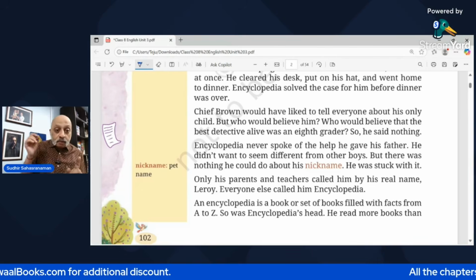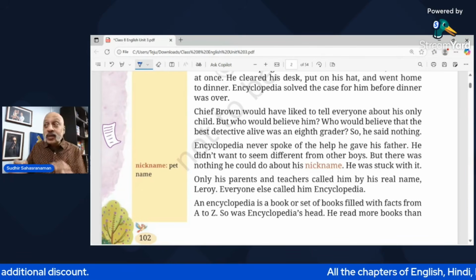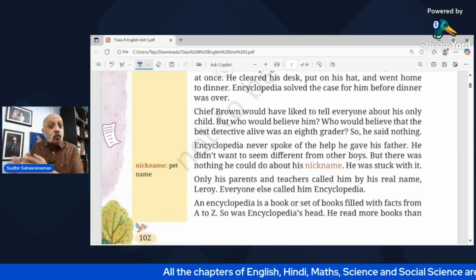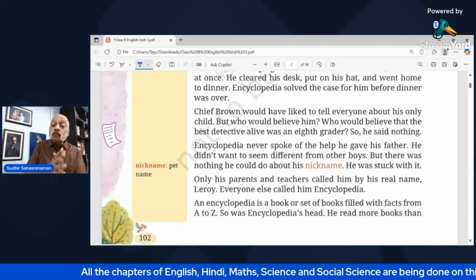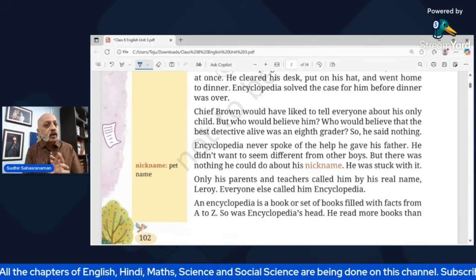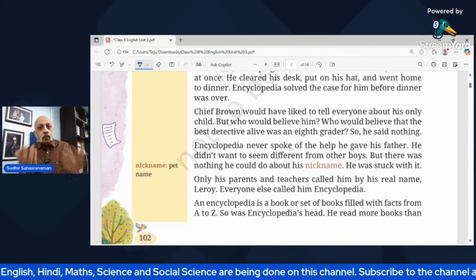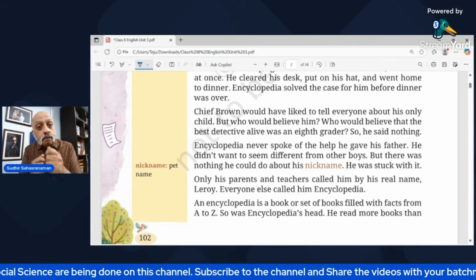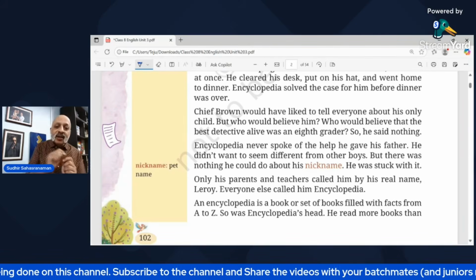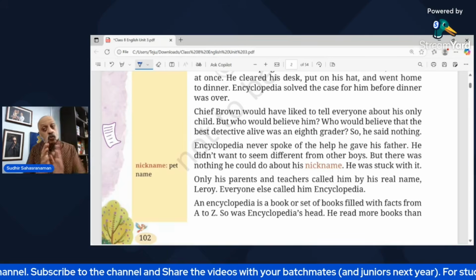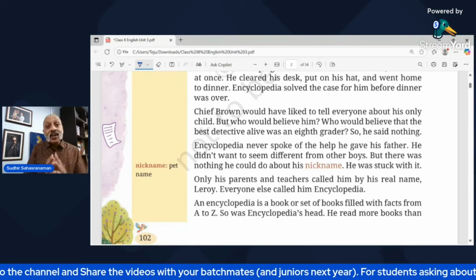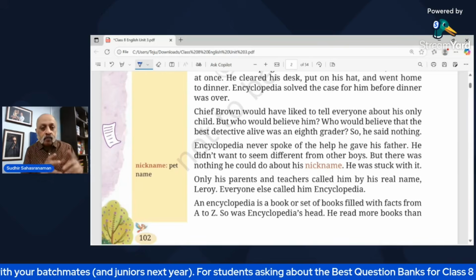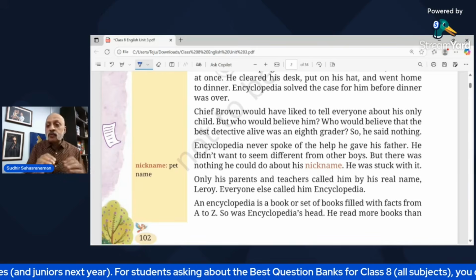Who would believe that the best detective alive was actually an 8th grader, a class 8 student like all of you? He was a student of class 8 and he was an extremely smart and good detective. So the police chief did not tell anyone because he thought no one is actually going to believe him. Encyclopedia never spoke of the help he gave his father. So even the son did not tell anyone about the kind of help he would provide his police chief father. He did not want to seem different from the other boys.